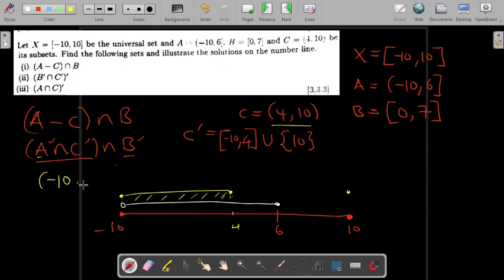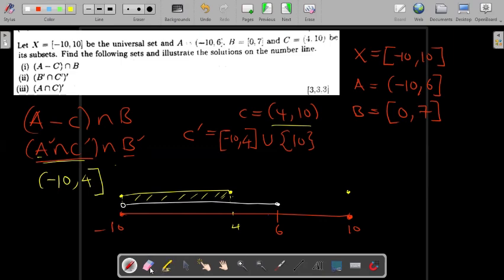It's going to be open. Then it's going all the way up to what? Up to 4. Here I can see 4 is in both of the sets. It's closed here, so meaning here it's going to be closed. This set here is just the first part. So now they are telling me to intersect this with what? With B. I need to intersect this with the set B.